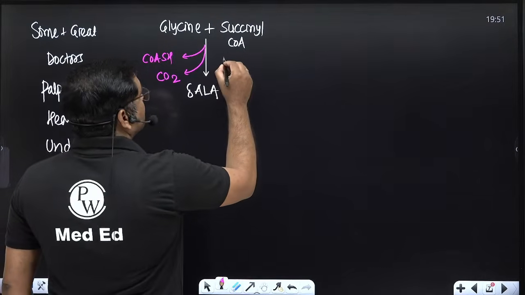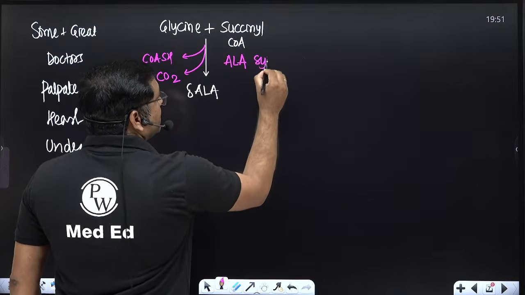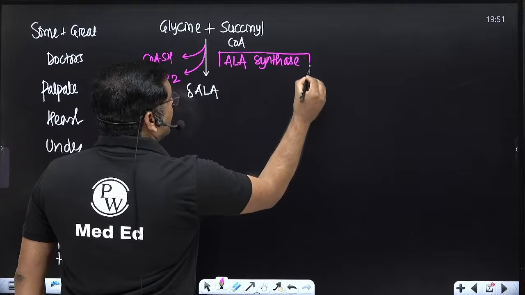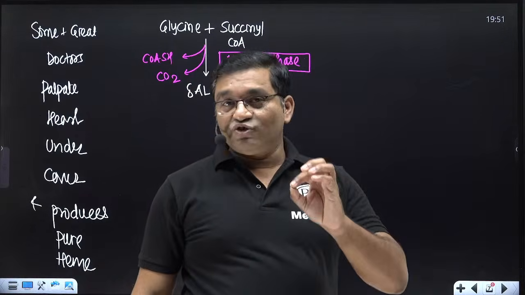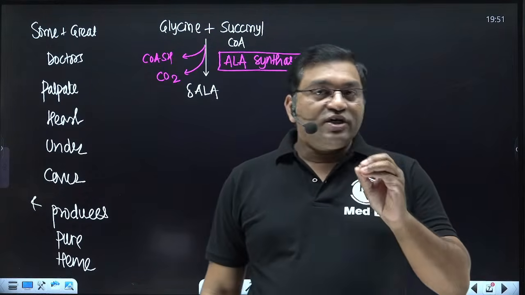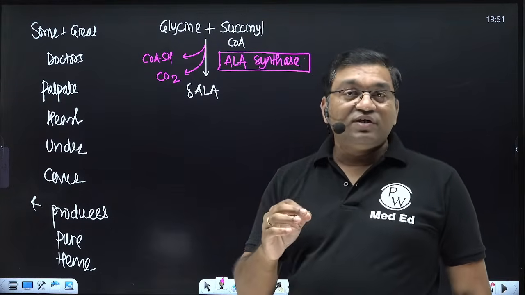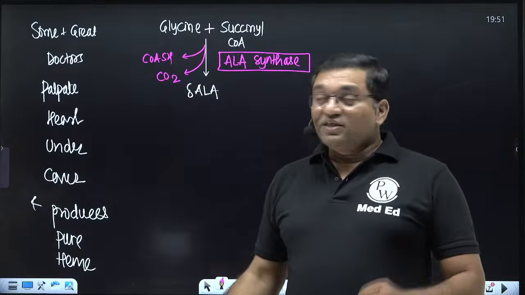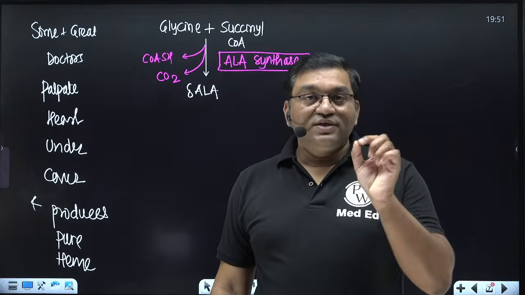The enzyme is ALA, amino levulinic acid synthase. There are two types of ALA synthase, ALA synthase 1 and ALA synthase 2. ALA synthase 1 is expressed in all cells of the body. ALA synthase 2 is present in erythroid precursor cells. ALA synthase 1 is an important rate limiting step in the heme synthesis in the liver, and it is under feedback inhibition, and it is also induced.